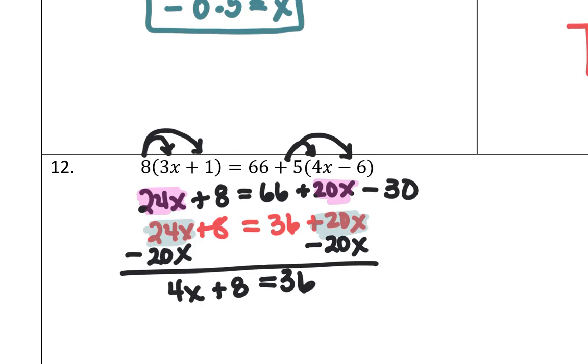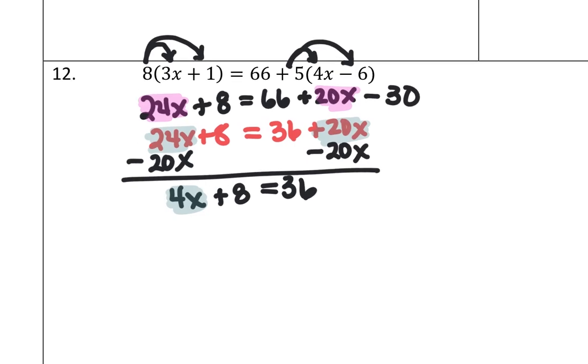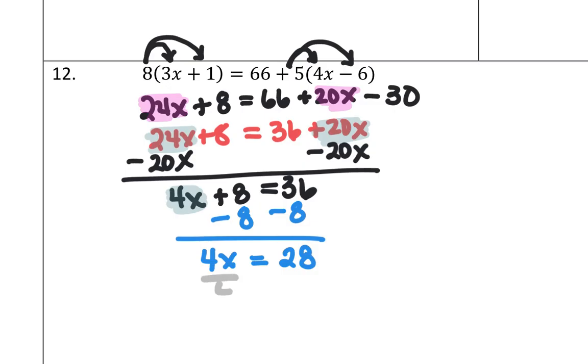All right, just like I did before, I'm going to highlight the variable. All the x's are together. So again, what do we move over? The 8. Now, what's the opposite of adding 8? Subtracting 8. So I'm going to subtract 8 from both sides. So I have 4x equals 28. And our last step is to divide. Good. All right, so we're going to divide both sides by 4. And our x has a value of 7.